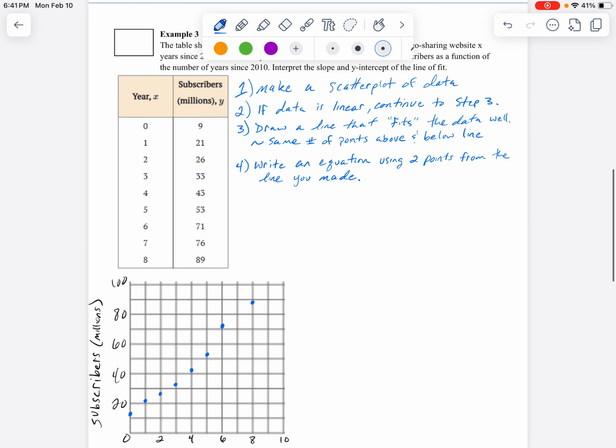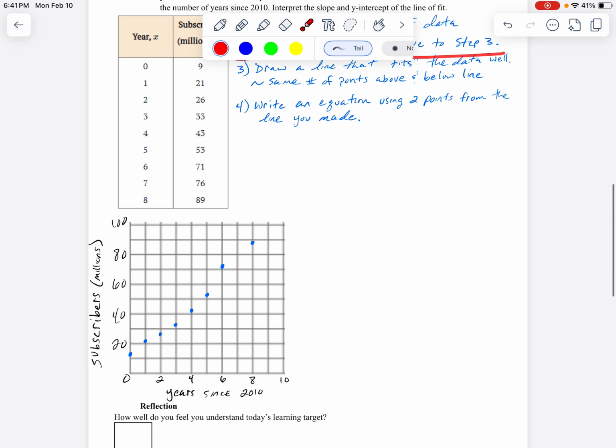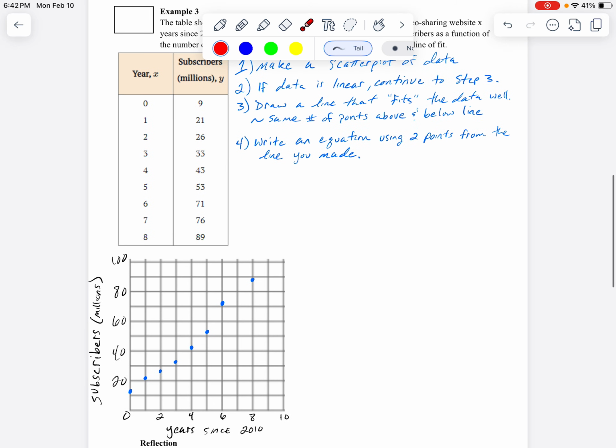Step 2: if the data is linear, continue to step 3. In other words, if it makes sense that I could draw a line that would contain most of this data, which it looks like I can, then we're going to go ahead and do that. We can write the equation of a line. First, we're going to draw a line that fits the data best. We want to make sure that there's approximately the same number of points above and below the line. It's not always going to work out perfectly, but if we can, it works out nicely to draw the line that goes through 2 of those points. I'm just realizing I missed one of my data points as well, 7 and 76.